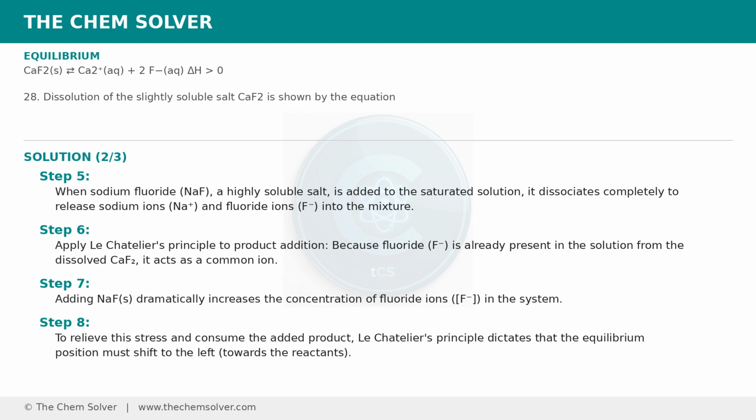Apply Le Chatelier's principle to product addition. Because fluoride, F⁻, is already present in the solution from the dissolved CaF2, it acts as a common ion. Adding NaF dramatically increases the concentration of fluoride ions, F⁻, in the system. To relieve this stress and consume the added product, Le Chatelier's principle dictates that the equilibrium position must shift to the left, towards the reactants.